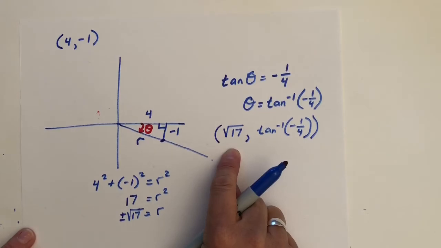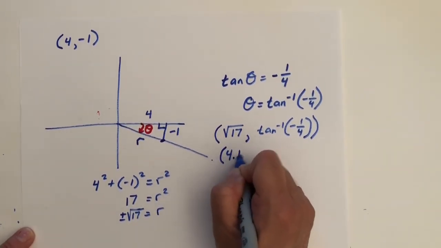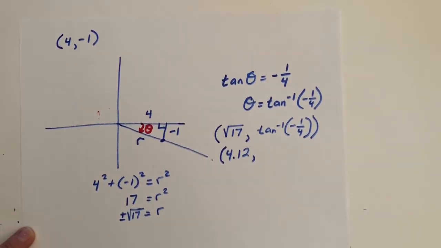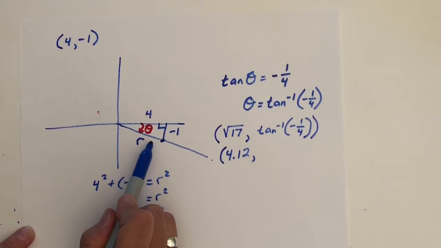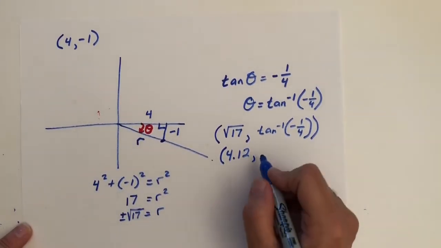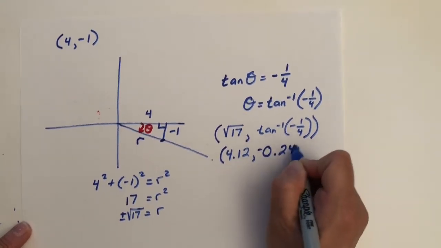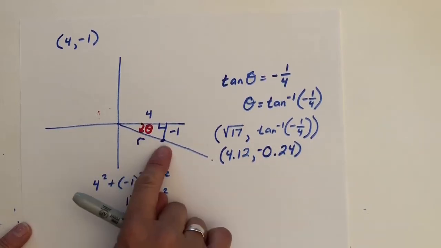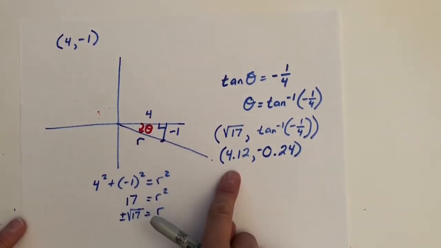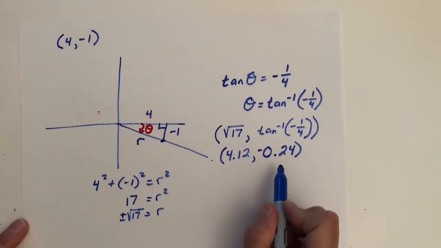Square root of 17 is about 4.12. And the inverse tangent of -1/4, notice it's a 4th quadrant angle, so you'll get a negative value, is about -0.24. So here's our decimal representation of this particular point with respect to polar coordinates. So here's our r value, here's our theta.